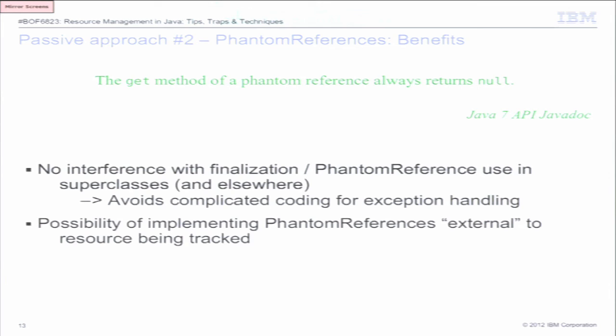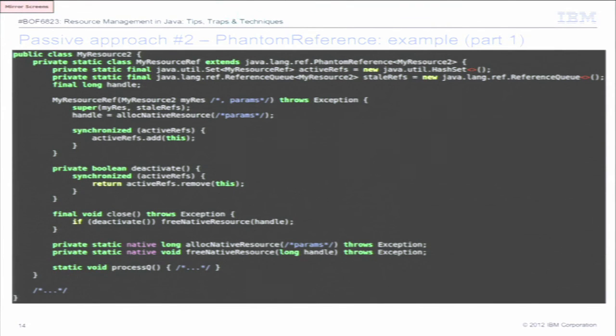and because the implementation of the phantom reference can be external to the resource class that you are dealing with, this means that you can also use it to track resources that you haven't actually had a hand in writing. You don't need to be modifying those classes at all, but you can use phantom references to track them and to deal with them. So I'll examine that a little bit more later.